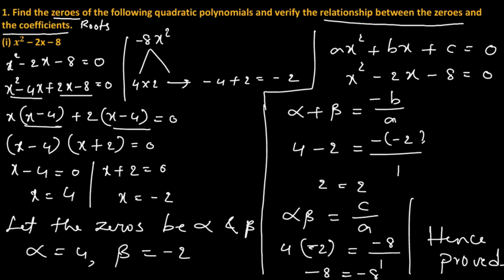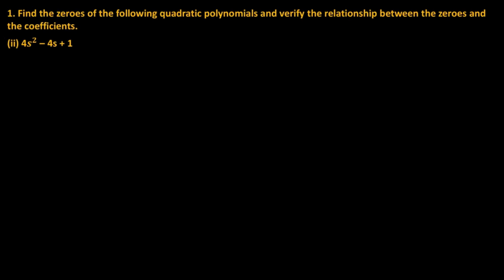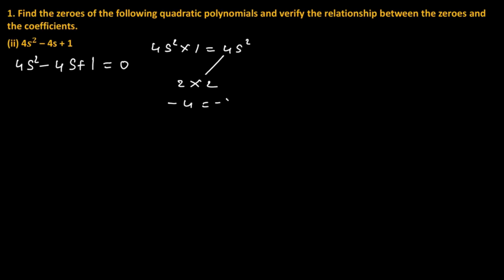Let us look at the next problem. The next problem is 4s square minus 4s plus 1 is equal to 0. Multiply the first and last term. 4s square into 1 is equal to 4s square. Find out the factors for 4. 2 into 2 you can write. So for the middle term, minus 4 is equal to minus 2 minus 2.